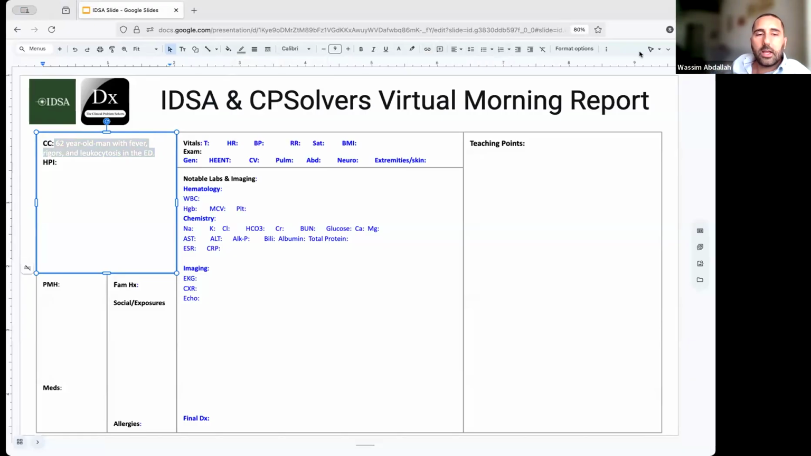Ceftriaxone was started. The patient felt better. The fever and the leukocytosis resolved. And that's not all, because if that was all, we wouldn't be presenting this case here today.